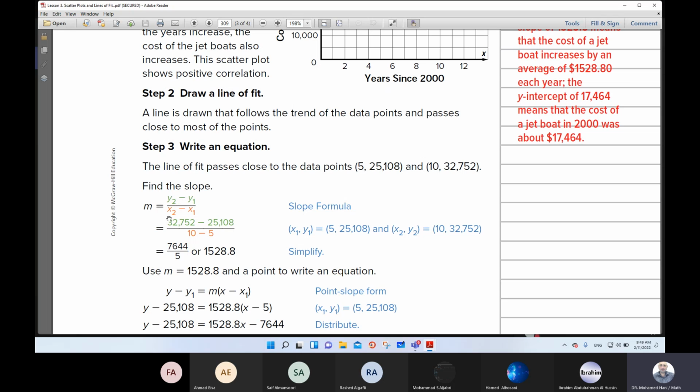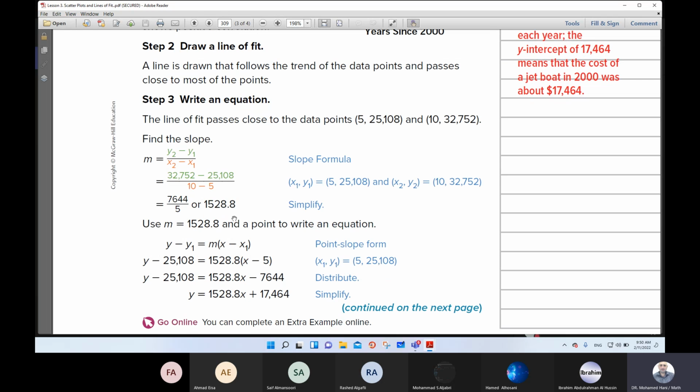For example, here y2 is 32,752 minus y1, which is 25,108, over x2, which is 10, minus x1, which is 5. Then we can solve. You will get the value of the slope, which is 1,528.8.